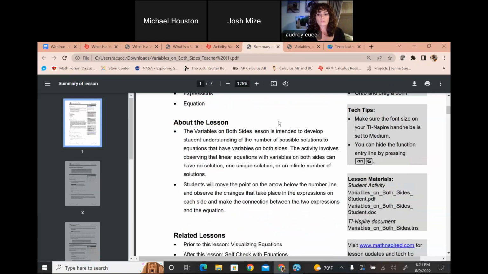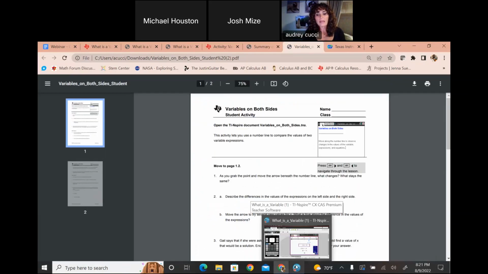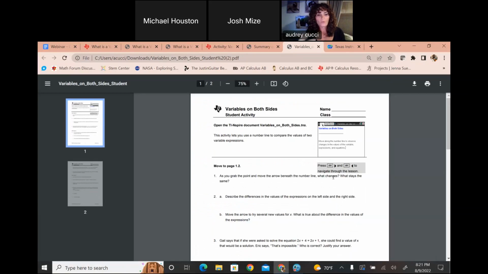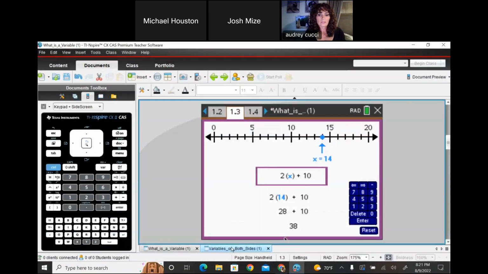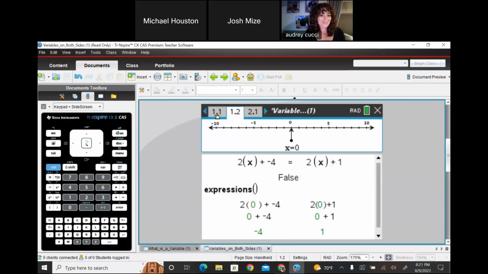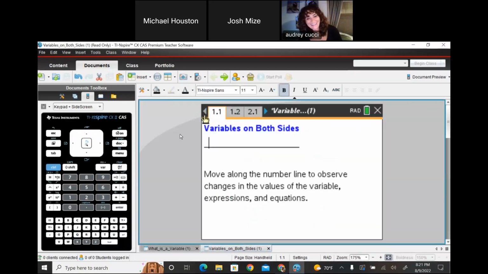As we move to the TNS file, let me bring up my student document so I can have it side by side. Again, we have a student document that's going to go through and build with them through the lesson. And I already started to show you this because I opened up the wrong one from the beginning. So move along a number line to observe the changes in the values of the variable expressions and equations.